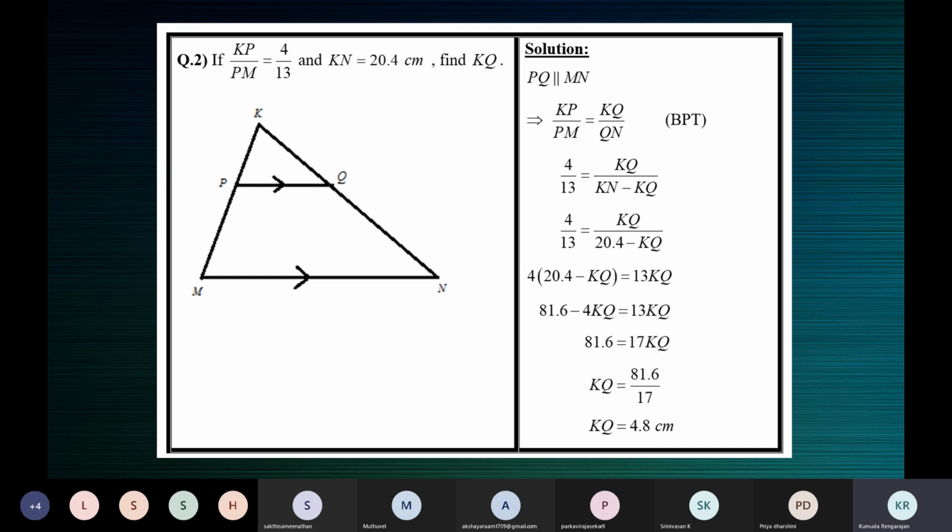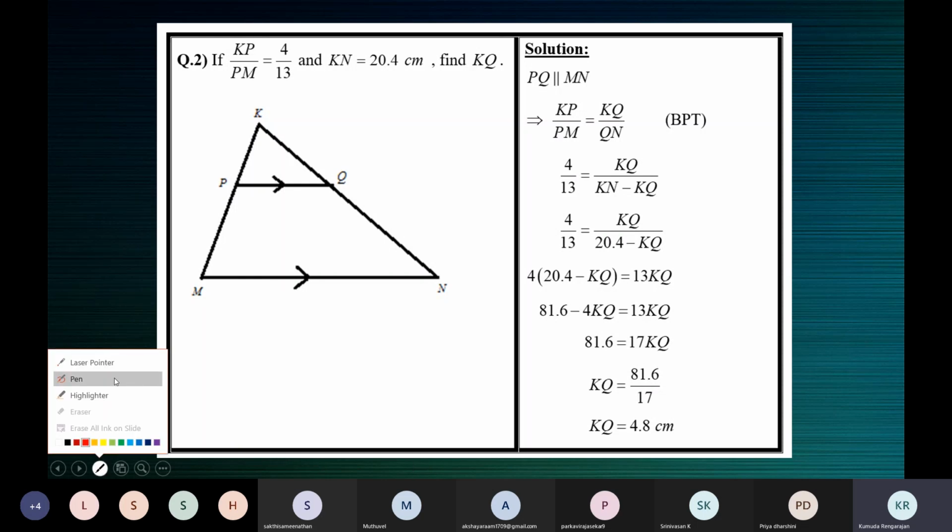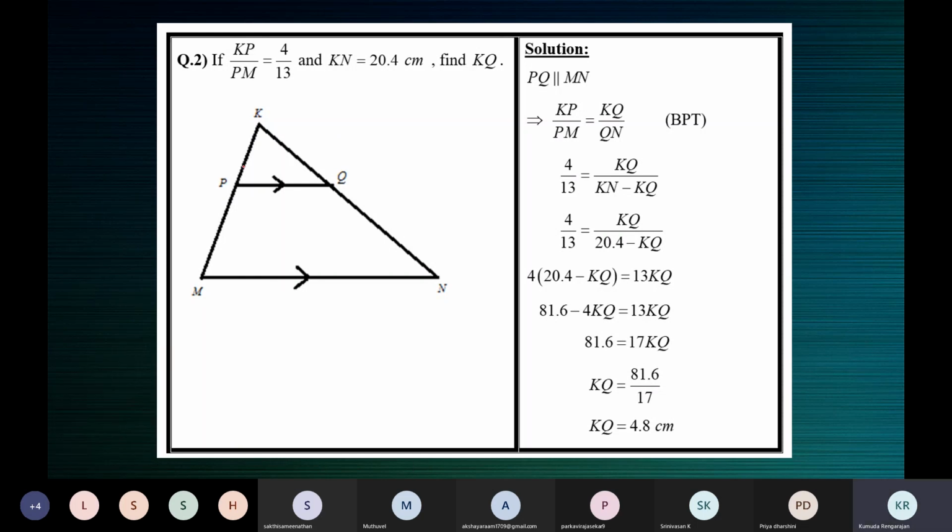Similar triangles is also fine, children. You can use BPT or similar triangles. So you will say in the small triangle KPQ, this angle is equal to this angle in the big triangle. We'll have to show that the two triangles, the big and the small one, are similar. This angle is equal to this angle, corresponding angles are equal. This is the common angle to both the triangles, and this angle is equal to this angle. Again, corresponding angles are equal. So by AA similarity, the triangles are similar.